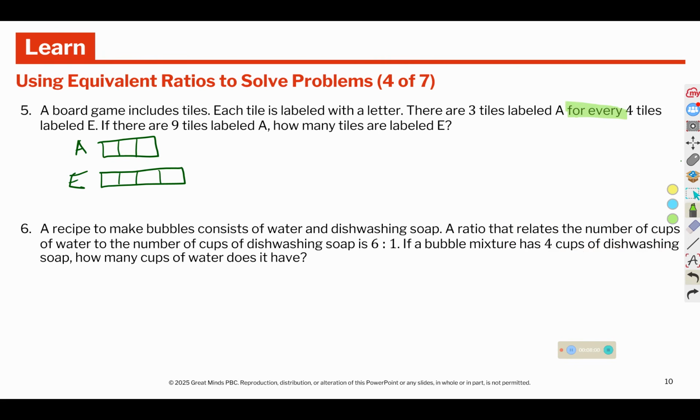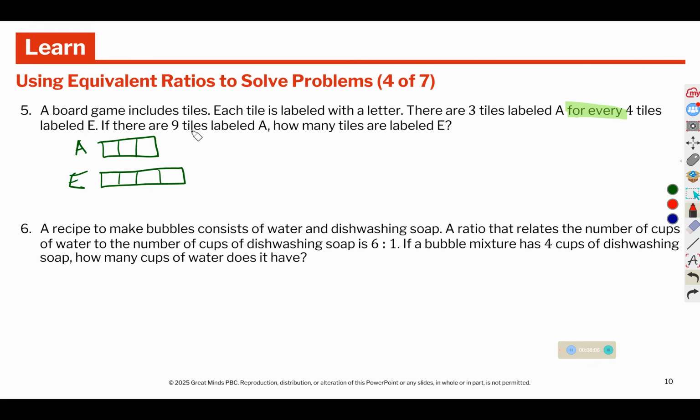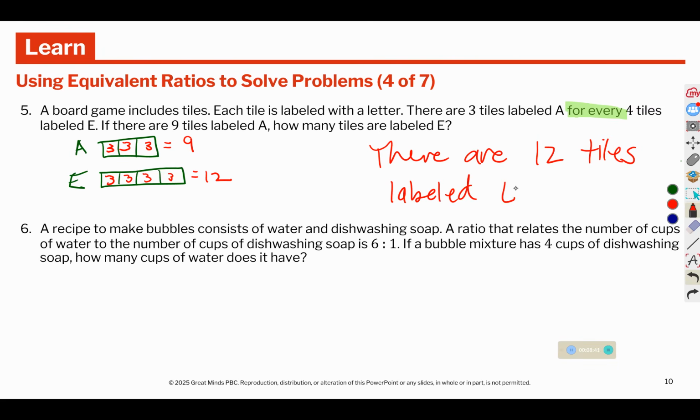This is an indication of a ratio, that for every or for each. If there are 9 tiles labeled A, so A has a total of 9, how many tiles are labeled E? If I split 9 equally into 3 groups, 3 must go in each one. 3, 6, 9. To create equivalent ratios, 3 has to also go in here. 3, 6, 9, 12. So how many tiles are labeled E? There are 12 tiles labeled E.